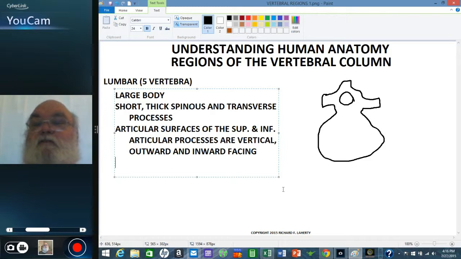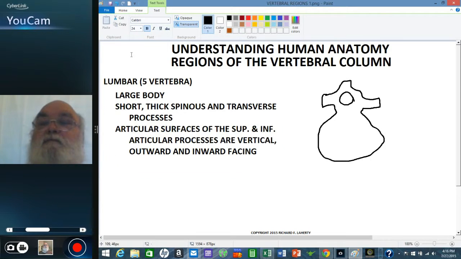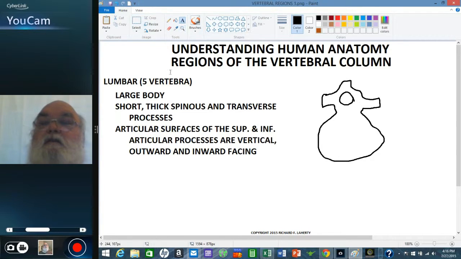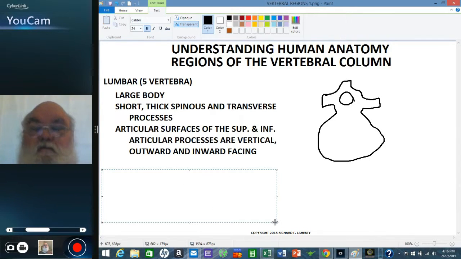The next region is sacral. And there are 5 vertebrae in the sacral region. And these vertebrae are fused to form the sacrum.